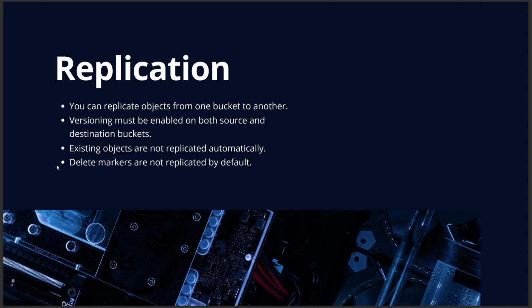And finally, if any object is marked for deletion, they will not be replicated by default. You can set up special rules to get those deleted objects replicated, and also you can set up special rules and processes to get existing objects replicated. So let's dive right into the S3 console so I can show you guys how replication works in action.